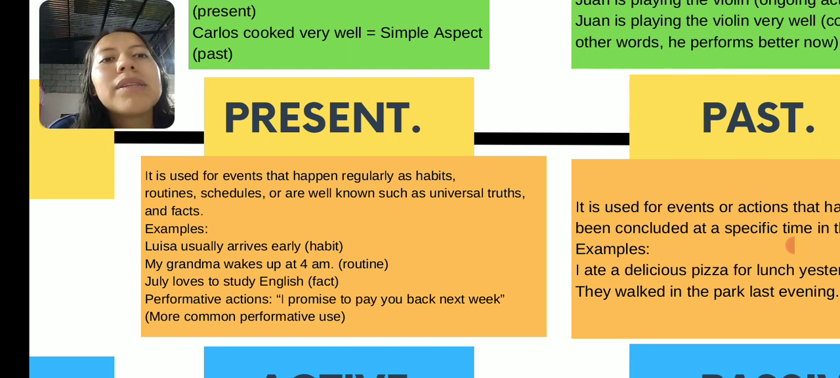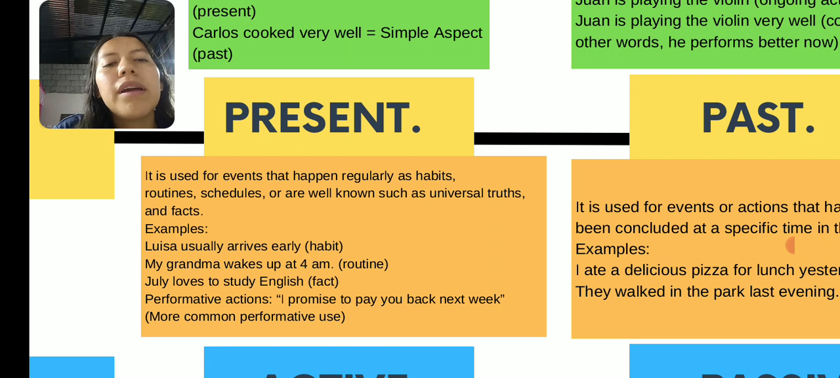My grandma wakes up at 4 a.m. It is a routine that you do on different days. Julie loves to study English. It is a fact about a person.